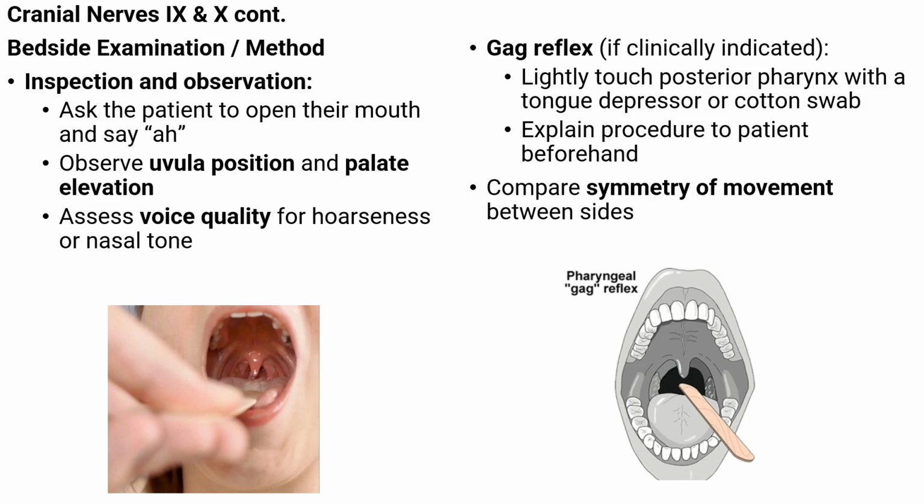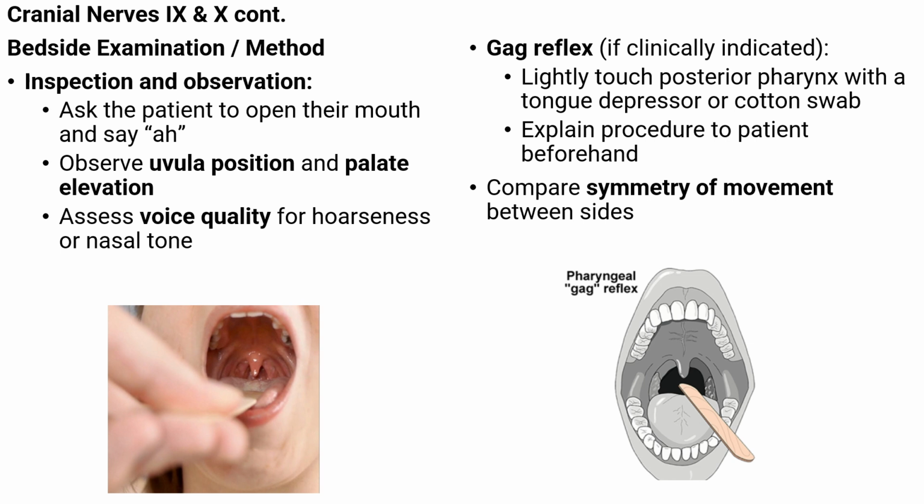Listen carefully to the patient's voice, noting any hoarseness or nasal quality, which may suggest vagal dysfunction. Testing the gag reflex is optional and should only be performed if clinically indicated. If you do test it, gently touch the posterior pharynx with a tongue depressor or cotton swab, and always explain the procedure to the patient beforehand. Throughout the exam, compare movements on both sides to identify any asymmetry.